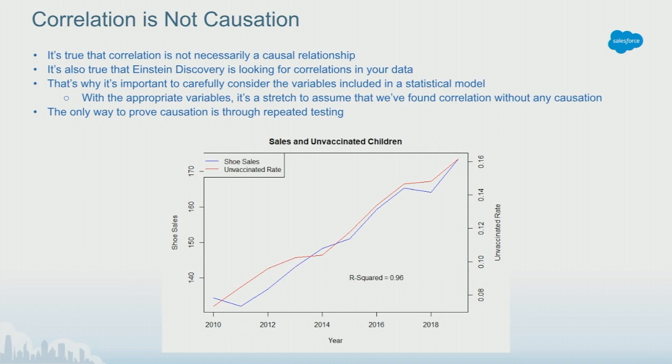However, what if this wasn't shoe sales and was instead the admission rate of children to hospitals for vaccine-preventable illnesses? In this case, it's almost certain that some of this correlation is causal.